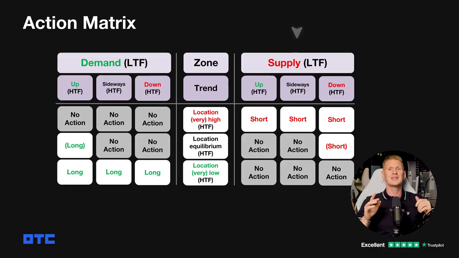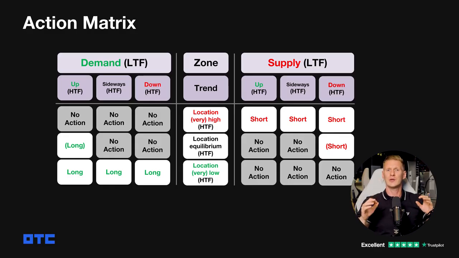Critical rule: we can never trade demand zones in the context of HTF high locations, regardless of the trend. Buying from high location is fundamentally misaligned with the principles of supply and demand. Now, let's shift to the LTF supply zones, shown on the right side of the matrix.